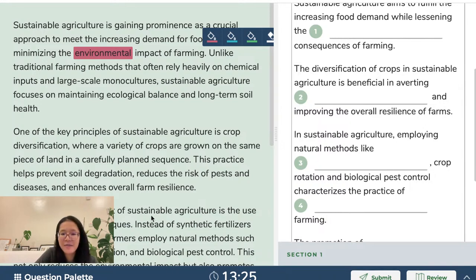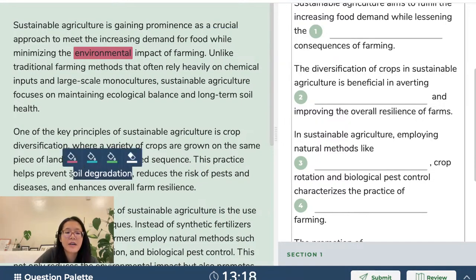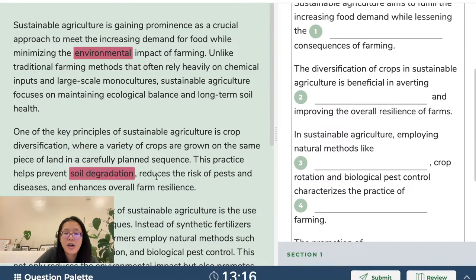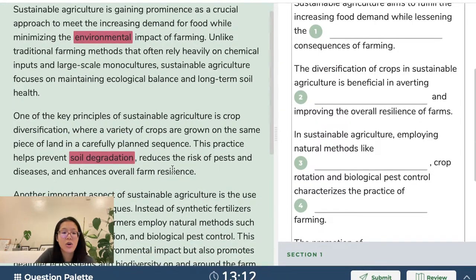All right, so I'm gonna reveal the answer to you guys. This is the answer. Okay. Raise your hand if this is your answer. Is soil degradation. Okay, this is the answer.